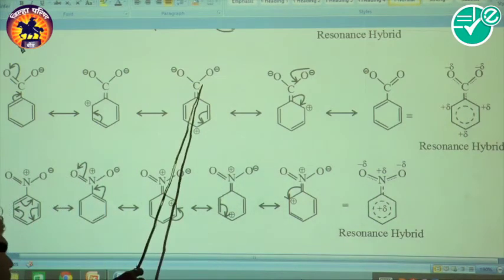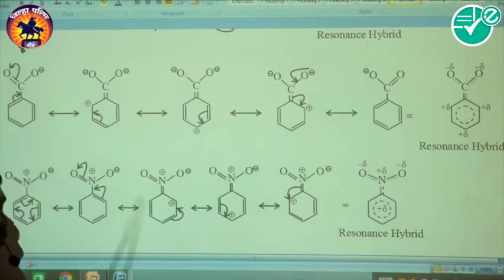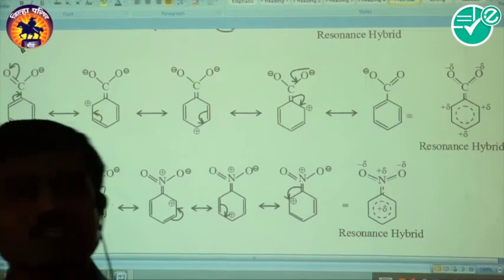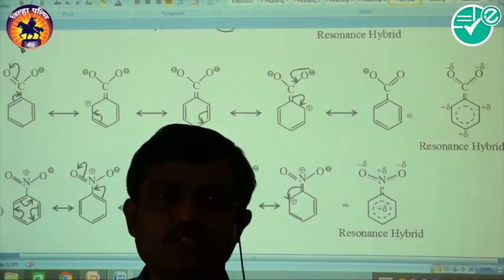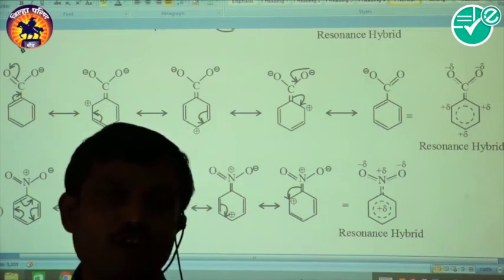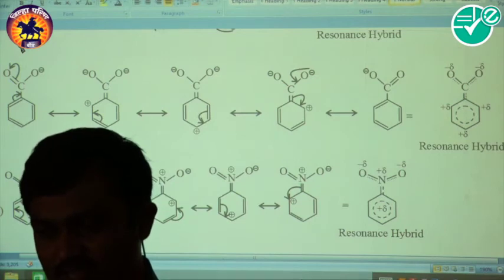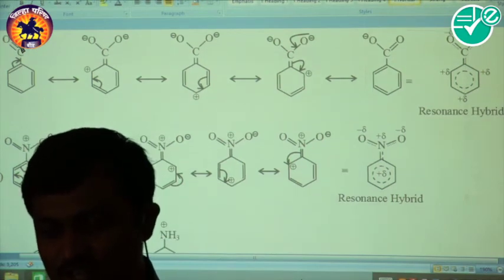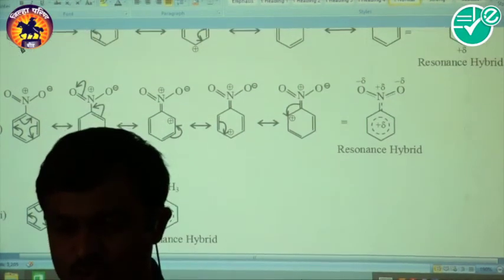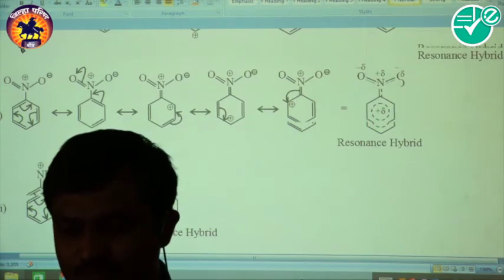Here also, in the same way, the carboxylate ion and the NO2 group are both electron withdrawing groups. They also withdraw the electron density from the benzene ring, and therefore it does not easily undergo electrophilic substitution reaction at the benzene ring. The electrophile does not attack because the ring already does not have electron density. So generally nucleophilic substitution reaction is more favored.